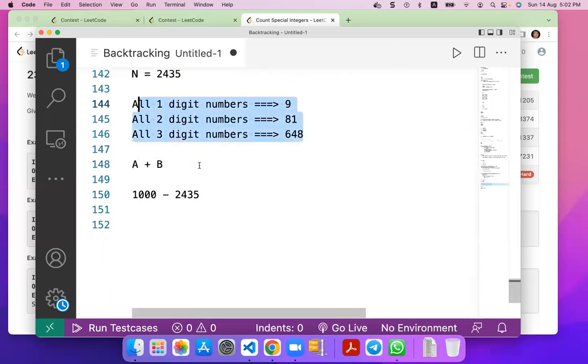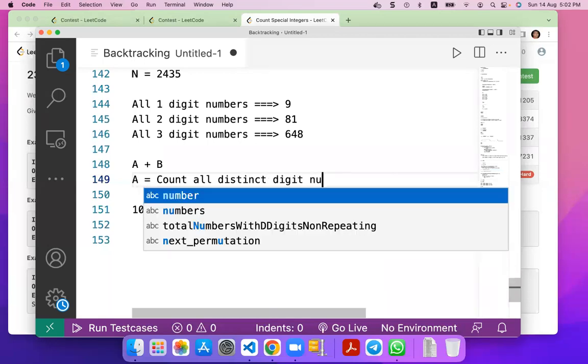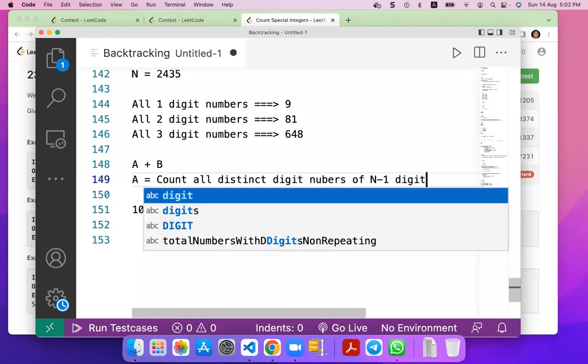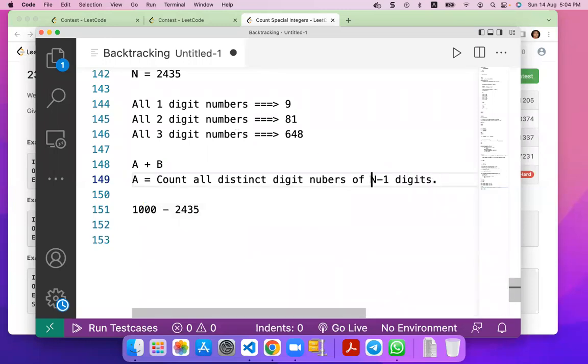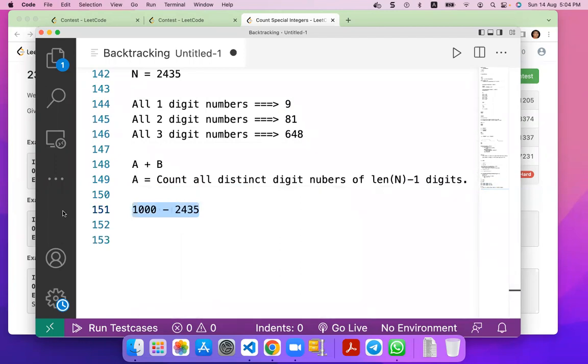A is where A is count all distinct digit numbers of n minus 1 digits. And this is length of n minus 1 digits. If n is a 4-digit number, we are saying up to 3-digit count all, and that sum is 9 plus 81 plus 648. Now for this, we have to be cautious in calculating the numbers. Okay, so here we find a range.